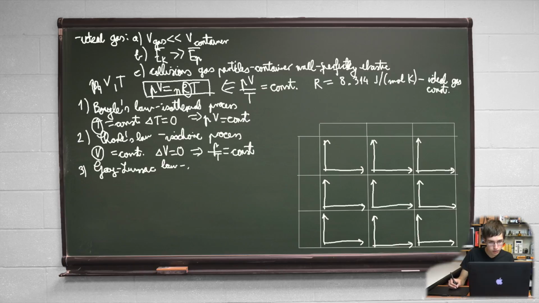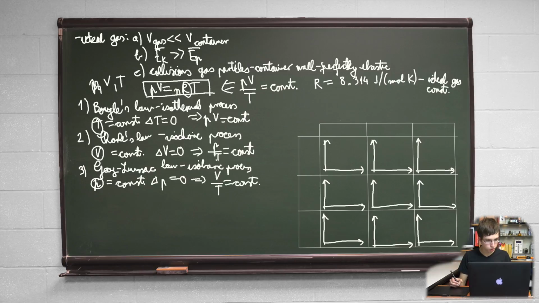which describes an isobaric process. Isobaric process is a process where pressure P is constant, so its change delta P is 0, but volume and temperature do change, so V over T is constant.